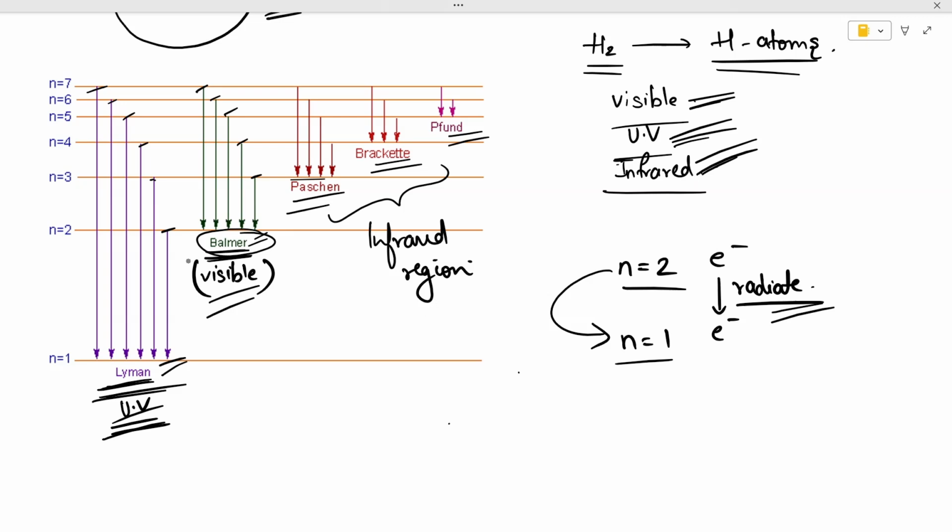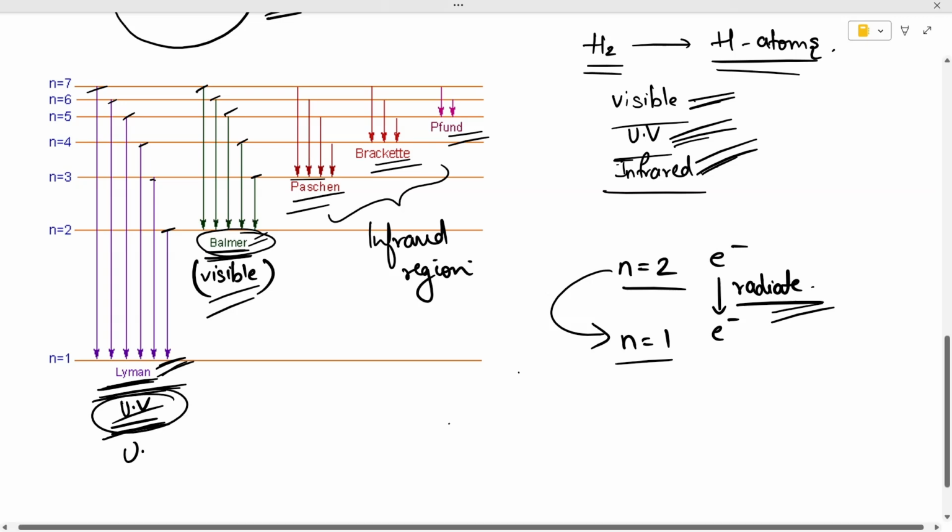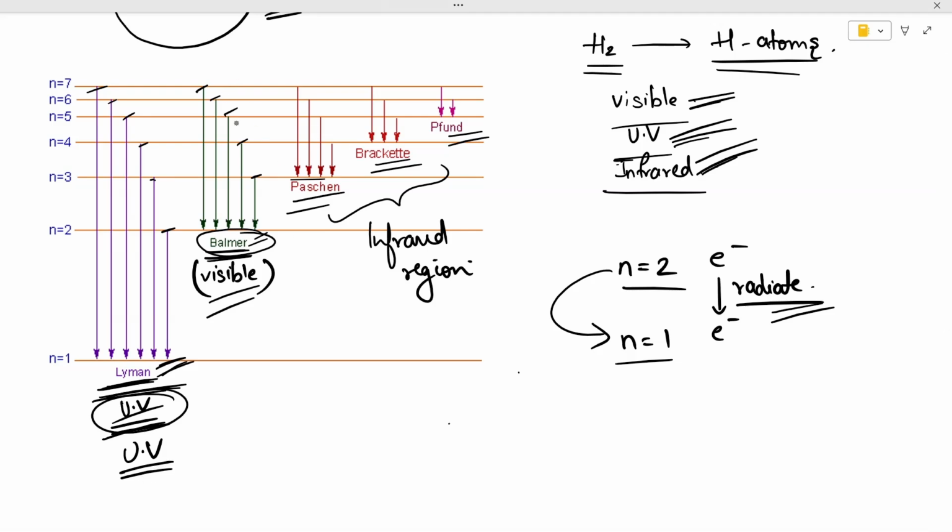Now, if an electron is moving from a higher orbit towards the first orbit, we call it the Lyman series, and the Lyman series lies in the UV region. That means the wavelength of light emitted is in the UV region. If an electron moves from a higher orbit, orbit number 3, 4, 5, 6, 7, towards the second orbit, that series is known as the Balmer series. It lies in the visible region. That means it will emit light with a wavelength in the visible region.